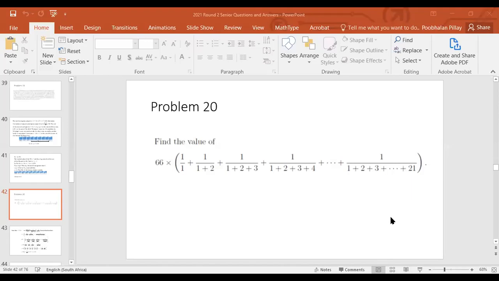So we now look at problem number 20. It's a sum of a finite number of terms, as you can see, and the denominators are all sums from 1 to n, where n ranges from 1, 2, 3, 4 up to 21. For each of those denominators, we already have a way of calculating those formulas.